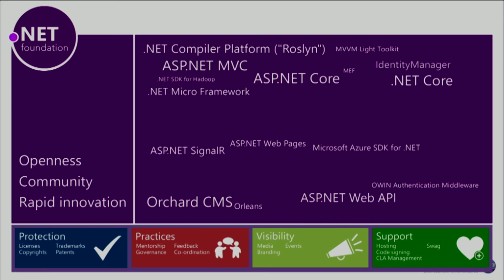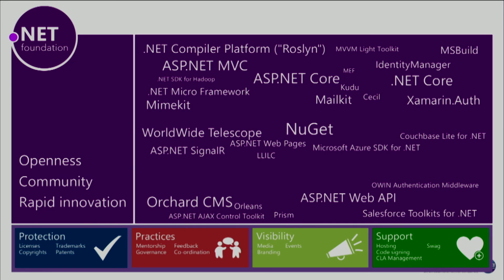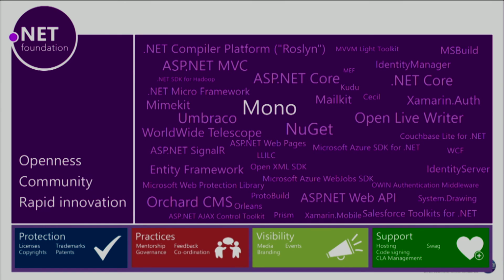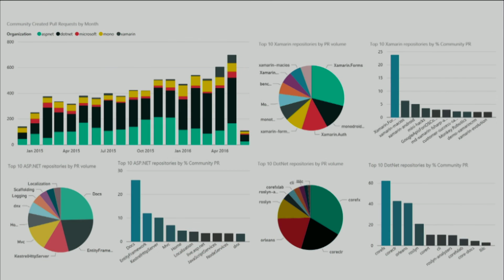The .NET Foundation supports all of these projects. We want to give them the support they need for licenses, trademarks, patents, be able to mentor and give them the visibility they need, the support for hosting and code signing, all of those secrets that you have as a project maintainer that can be difficult to really handle without engaging a lawyer or an accountant. The .NET Foundation will reach out and help you. So Mono is now a member of the .NET Foundation, as well as the Xamarin SDK. And our source code is very, very healthy.